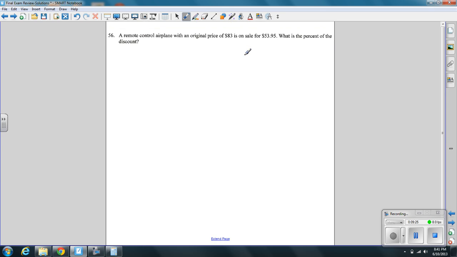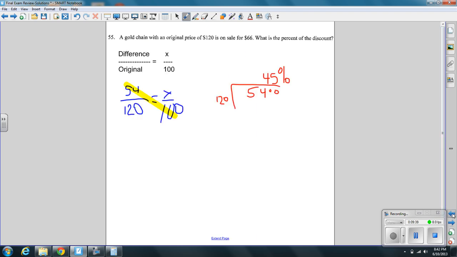All right, a remote control airplane with the original price of $83 is on sale for $53.95. What's the percent of discount? So that means how much did we save? What's our percent of change? So if we go back here, we'll use the same formula.